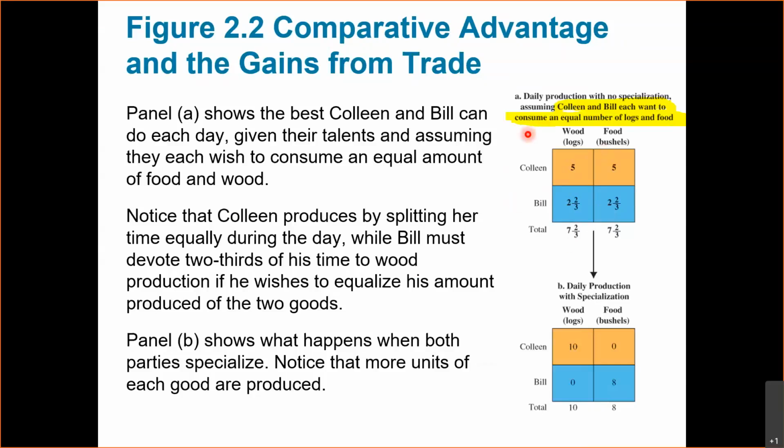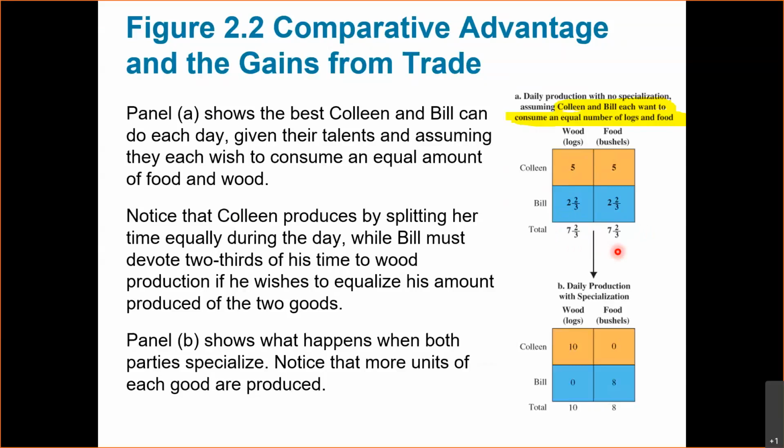This 2-person economy generates 7 2/3 logs of wood and 7 2/3 bushels of food. Now, they are working efficiently. They're working flat out as hard as they can. They're not taking time off, not sloughing off. What's the resource being used? We would call it 2-person days. That's 2 people working for 1 day each.